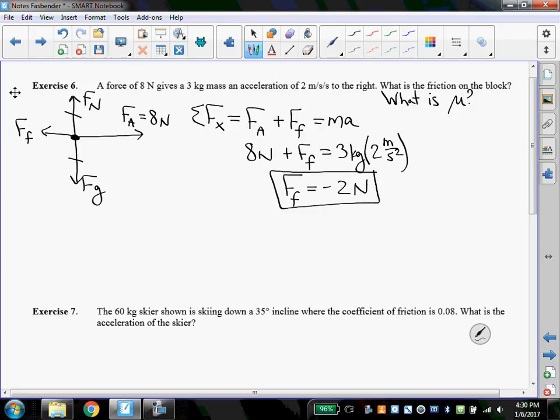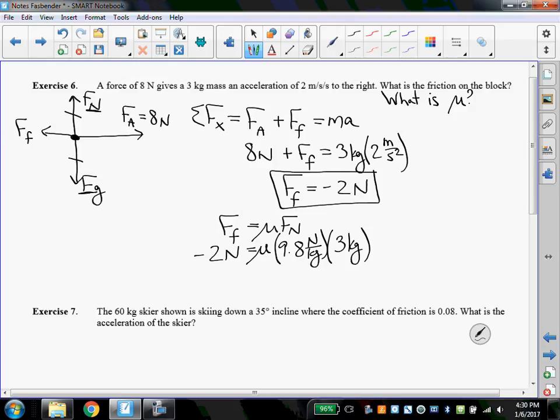The next part is what is the coefficient of friction? So if we want to find the coefficient of friction, we'll have to use F_f is equal to mu times F_N. Our F_f is negative 2 newtons. Mu is what we're looking for, so we'll keep that there. And now we need to fill in what the normal force is. The problem does not explicitly give us the normal force. However, by looking at our force diagram, we know that the normal force is equal to the force of gravity. So as long as we can calculate the force of gravity, we have calculated the normal force. So to calculate the force of gravity, we will do 9.8 newtons per kilogram multiplied by our mass.